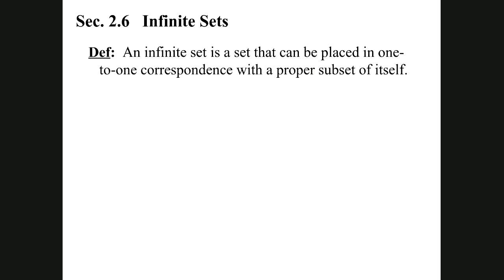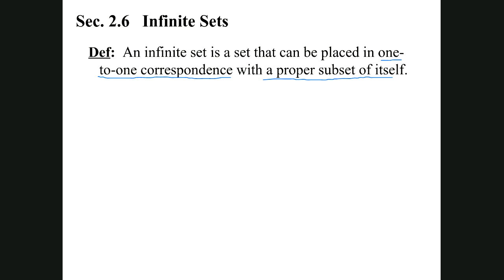So let's see, as a reminder, we say an infinite set is a set that can be placed in a one-to-one correspondence. Remember, a one-to-one correspondence means that every element in one set corresponds to one element in another set, and there are no elements left over in either set. Now, at the same time, we're creating a one-to-one correspondence with a proper subset of itself. Well, a proper subset means that there are fewer elements in one set than the other.